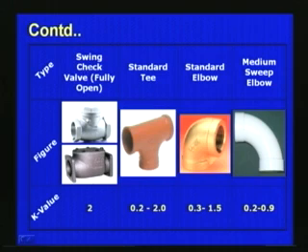And then if it is a fully open swing or check valve, then the k value will be about 2. So this is a swing or check valve as shown in this figure. And if it is a standard T, a T junction like this, the flow is going like this and the other way it is diverting. So the k value will be varying from 0.2 to 2. And then if it is a standard elbow, which is for diverting the flow, the k value will be varying from 0.3 to 1.5.